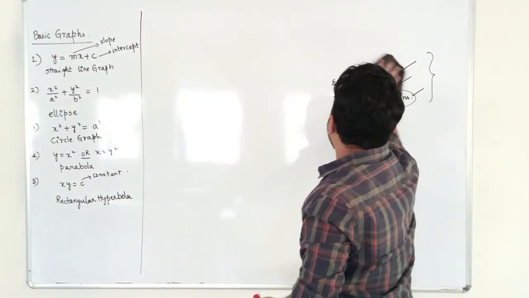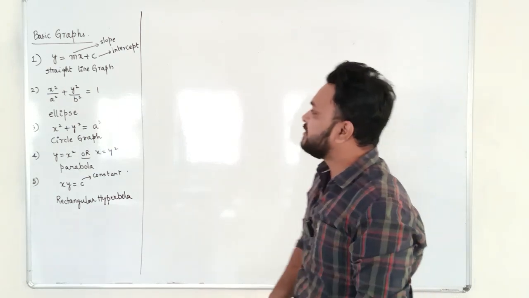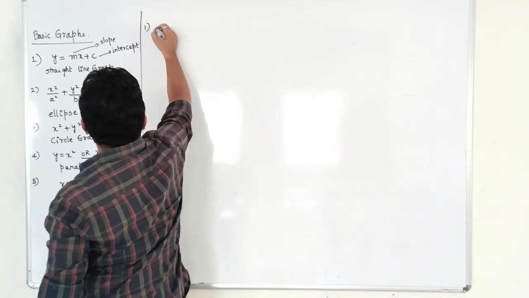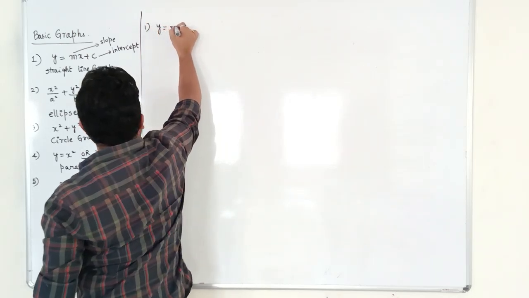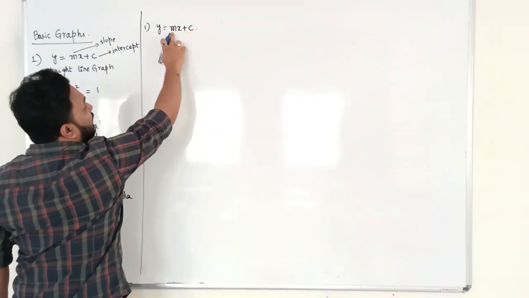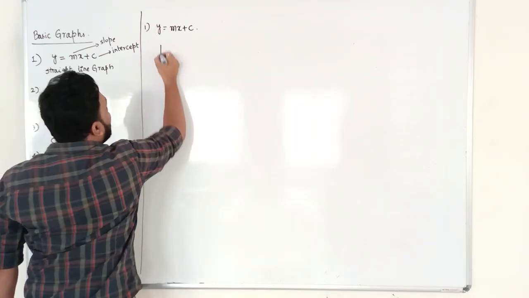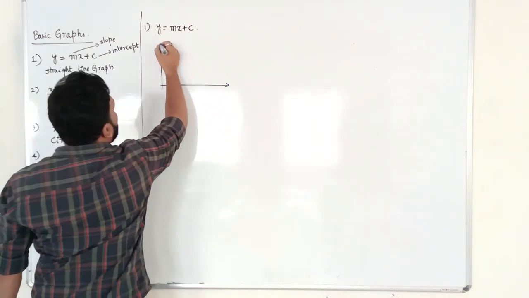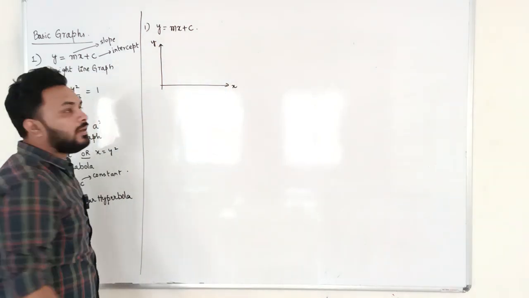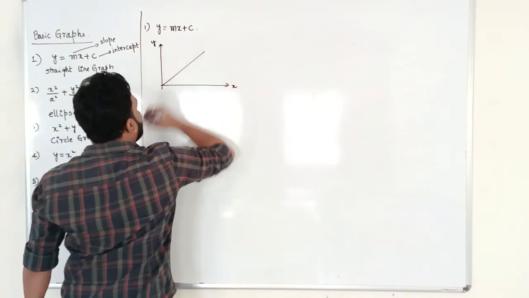The first one, y equals mx plus c. Suppose we take the first one, y equals mx plus c. Here c is the intercept and m is the slope. If I take the x and y axis graph, this is the y, this is the x. Simply, it is a straight line.